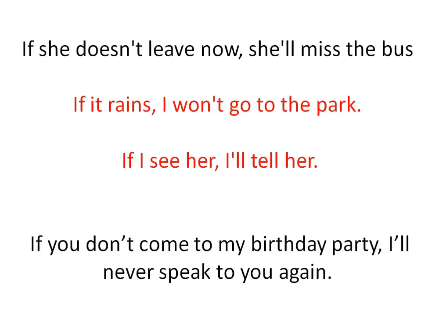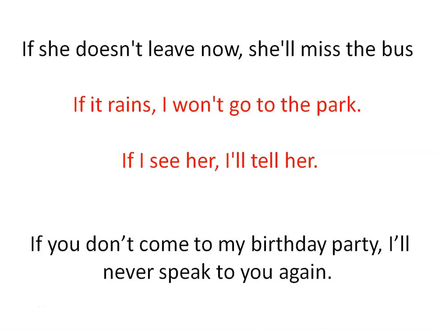Let's see one more example in this section, that is expressing future plans. If I see her, I'll tell her. If I see her, I will tell her. That means if I see her, simple present, I will tell her, simple future. If I come across her, if I meet her, definitely I am going to tell her about the incident. So this is called future plans. Now the last example: if you don't come to my birthday party, I will never speak to you again. I'll can be assumed to be I will. Don't get confused regarding this.